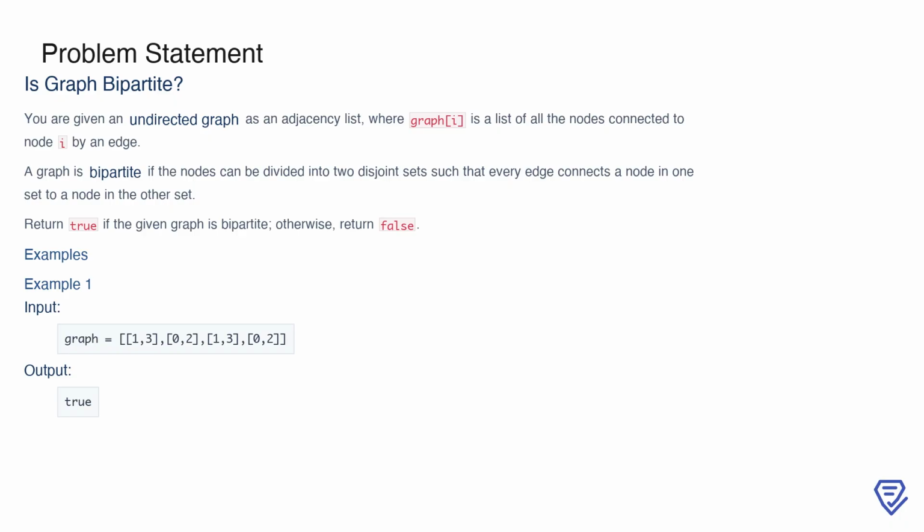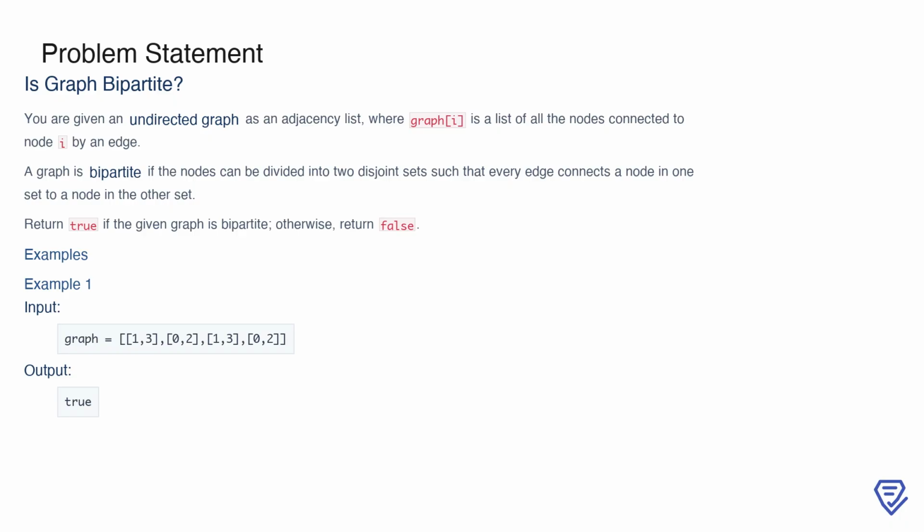The graph is represented as an adjacency list, where each node points to a list of other nodes it is connected to by edges. A graph is considered bipartite if we can divide its nodes into two distinct sets, such that every edge connects a node from one set to a node in the other set. If this condition is satisfied, we return true, otherwise, we return false.